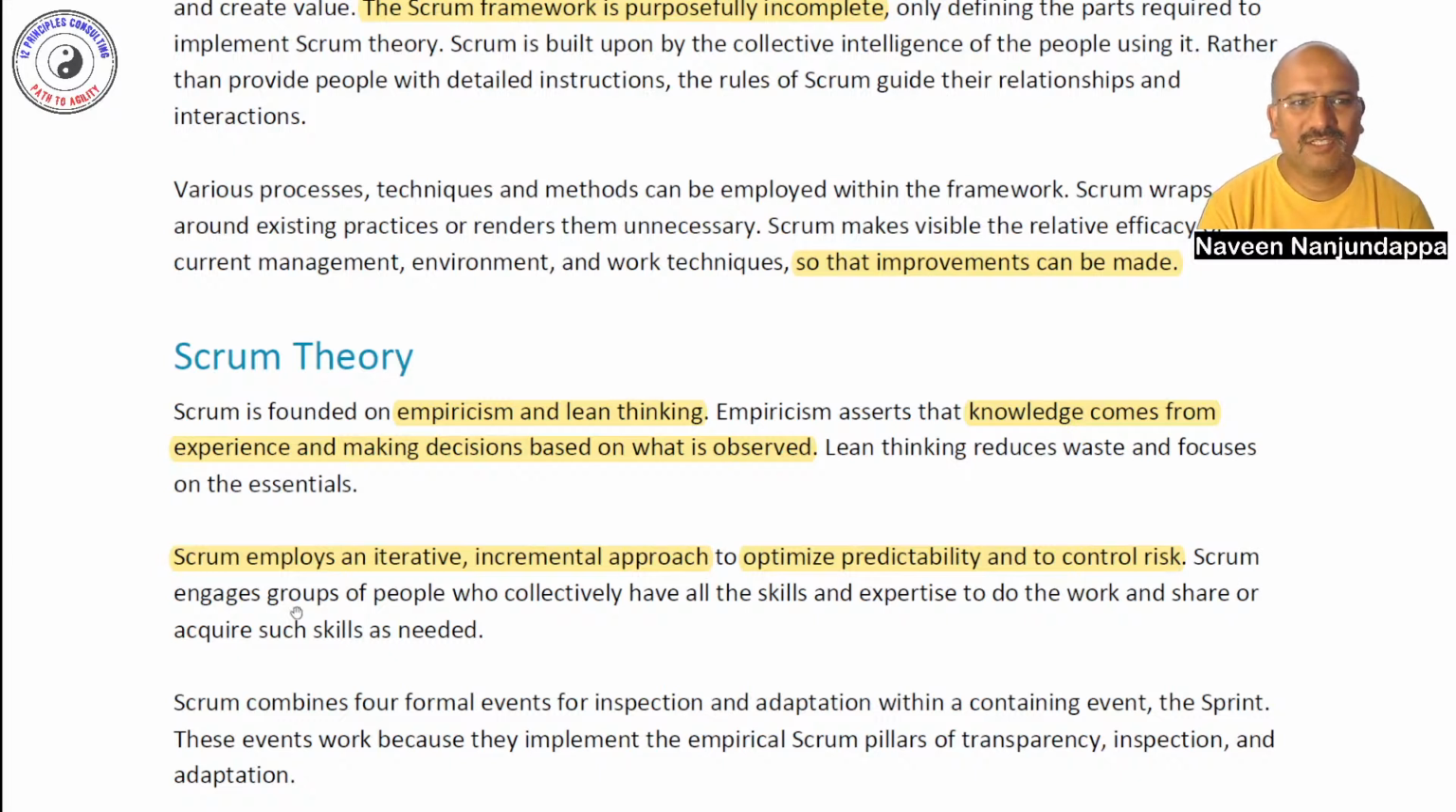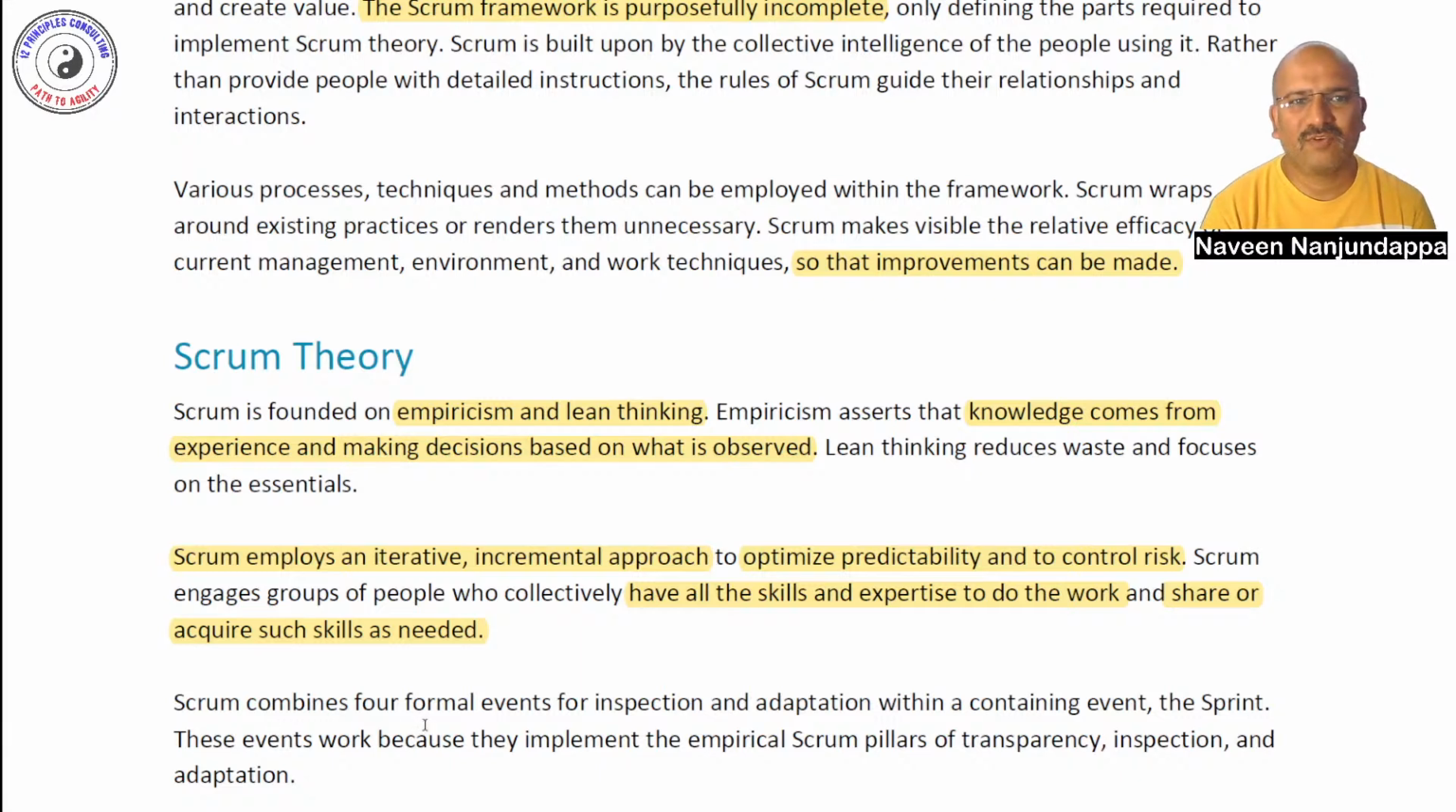Scrum engages groups of people who collectively have all the skills and expertise to do the work. So this is a very interesting one. What does Scrum expect? Scrum expects that people have all the skills required to do the work. That means the Scrum team has the necessary skills to perform the work, and the team members share, learn, or even acquire knowledge as required and necessary.